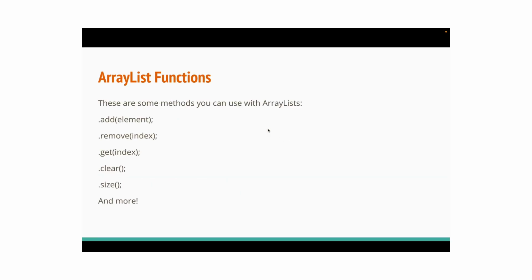So here are some methods that you can use with ArrayLists. You can say .add(element), that's going to add whatever element to your ArrayList. .remove(index) is going to remove the element that is at that index. .get(index) is going to return the element that is at that index. .clear() is going to get rid of everything in the ArrayList and set the size equal to 0. And then .size() is going to return the size of the ArrayList.